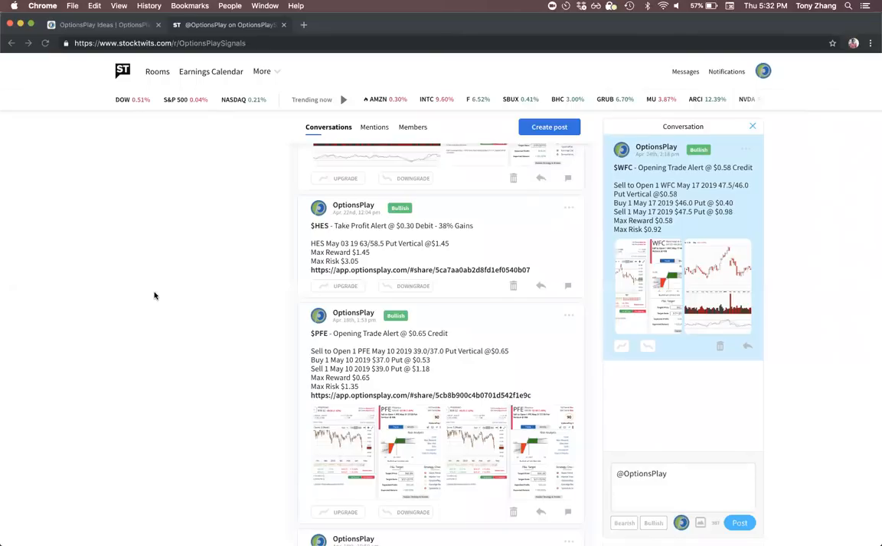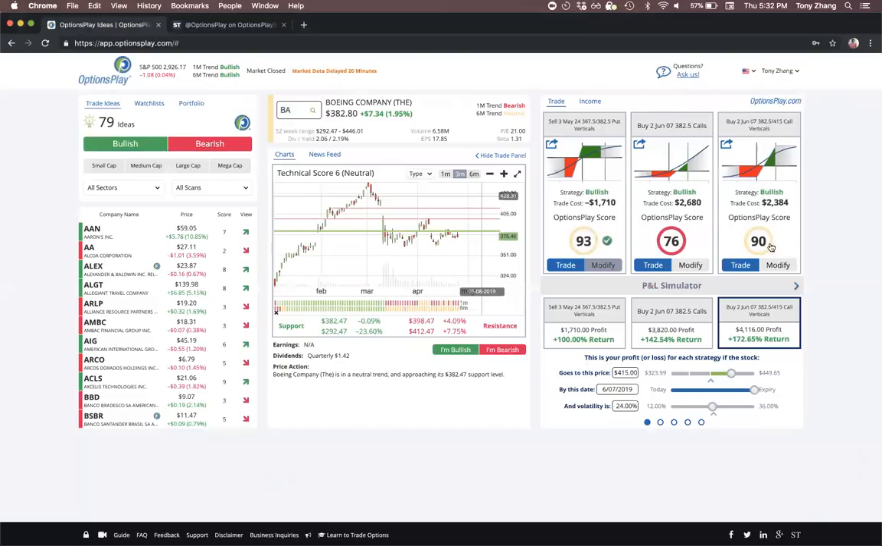As far as the OptionsPlay score goes, the goal is to simply avoid the ones that are red. Basically anything above 80 is either average risk reward or above average risk reward, and anything that's red is below average risk reward. So avoiding the red ones is a general rule of thumb that I have with the OptionsPlay score. If it's yellow or green, then it's good to go.